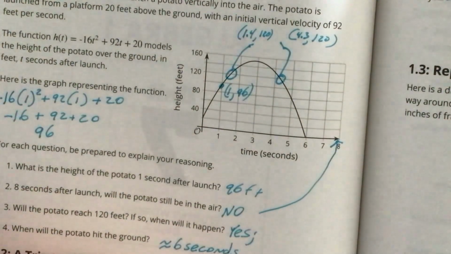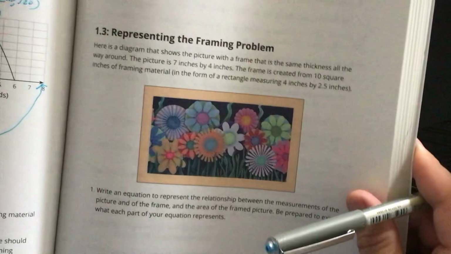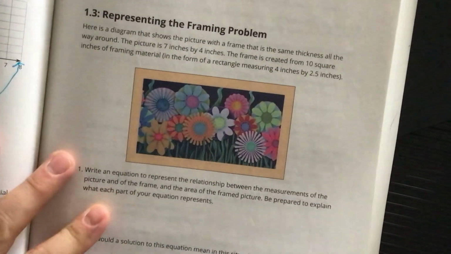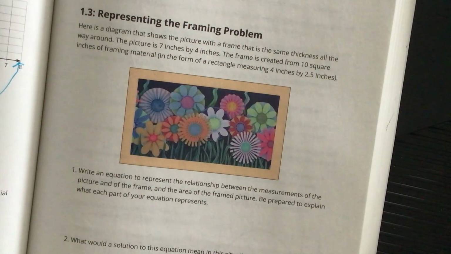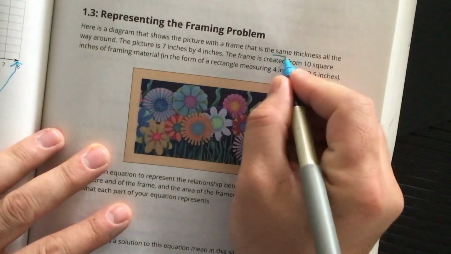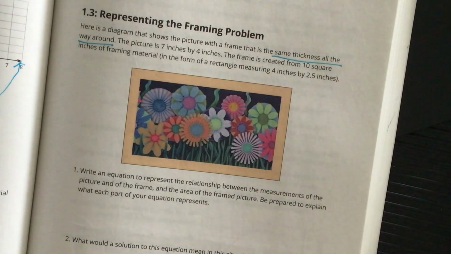All right, we're going to skip 1.2 because 1.3 talks about something really similar with a little more detail and even a picture here. Ken, read it please. 7.1.3, please. Here's a diagram that shows the picture of the frame that is the same distance all the way around. The picture is 7 inches by 4 inches. The frame is created by 10 square inches. The frame is created in the form of a rectangle measuring 4 inches by 2.5 inches.